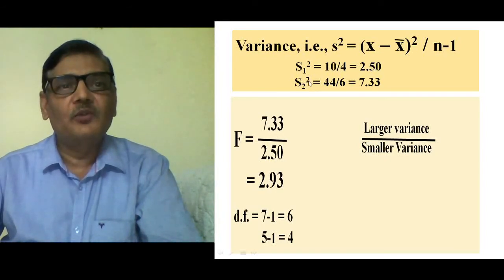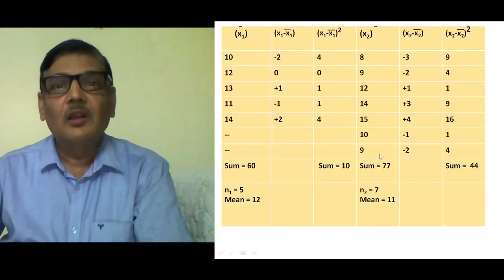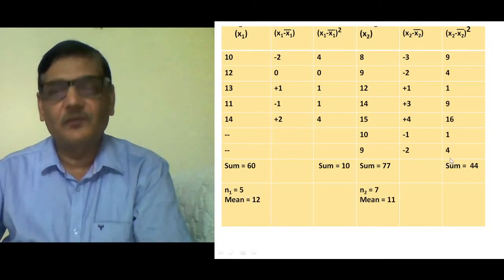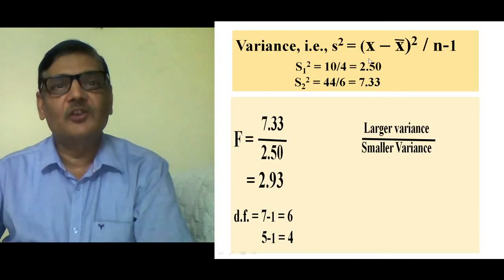And s2 square will be 44, because the sum of (x2 minus x2 bar) squared is 44. So this will be 44 divided by 6, because 7 observations are there, so 7 minus 1 will be equal to 6. It will come to 7.33. So we are observing that the s2 square value is higher than s1 square.